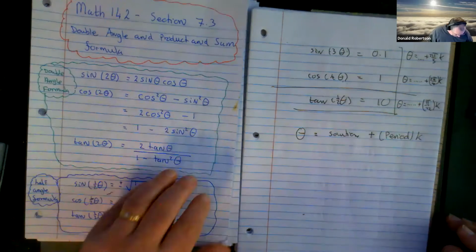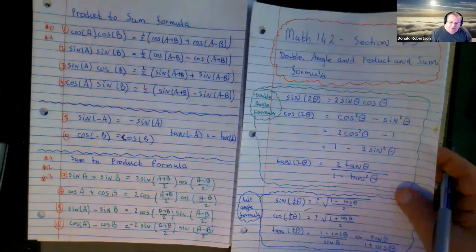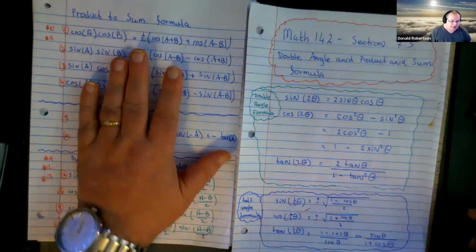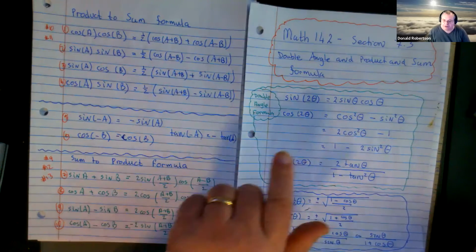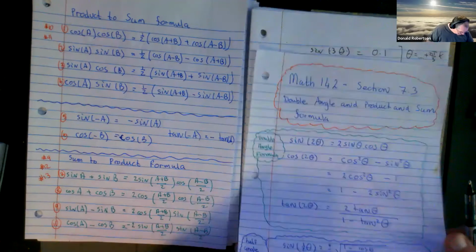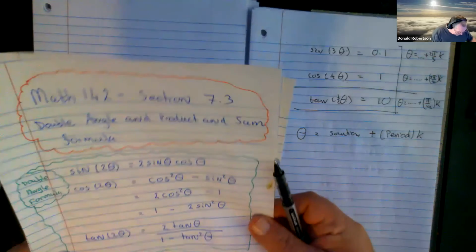Now I have a whole load of other pages from previous sections. Product to sum, sum to product, double angle, half angle. This last section kind of uses all of them, at least in one question or another. So let me jump right in with our first question, which is going to be number 2, because number 1's too easy to worry about.